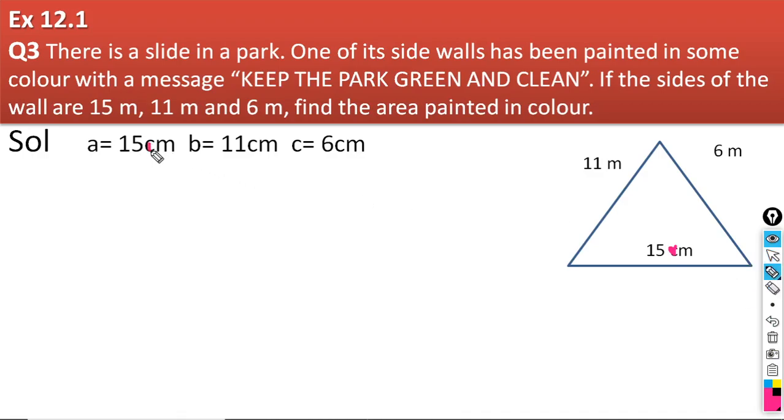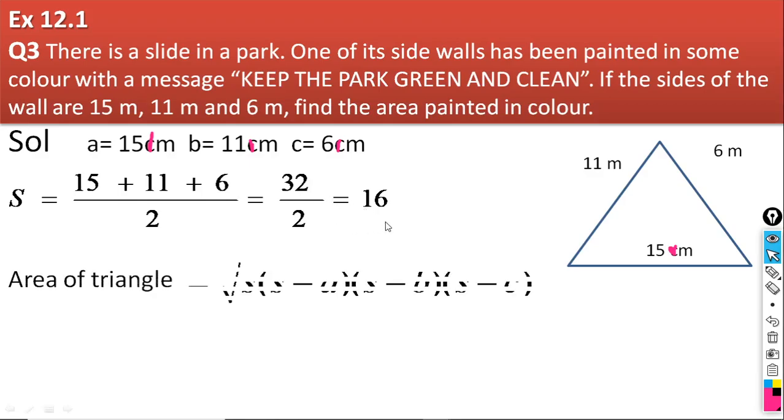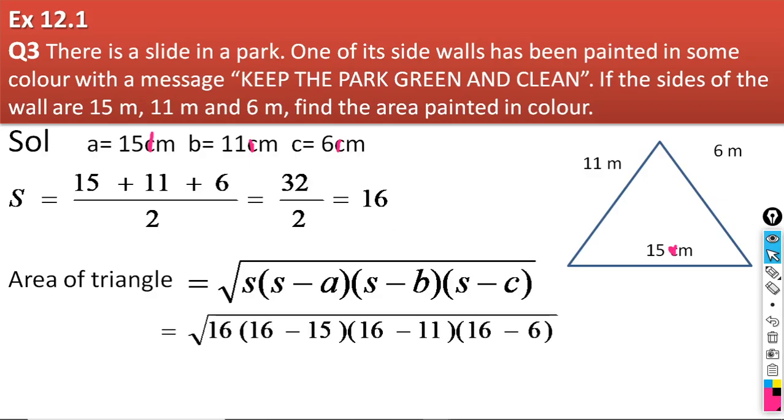And secondly, we find the value of s, which is the semi-perimeter. Let us find the semi-perimeter. It is (15 + 11 + 6) upon 2. By adding that we get 32 upon 2, which is 16. The area of a triangle formula is the square root of s(s minus a)(s minus b)(s minus c). By substituting the values, we get 16 into 1 into 5 into 10.